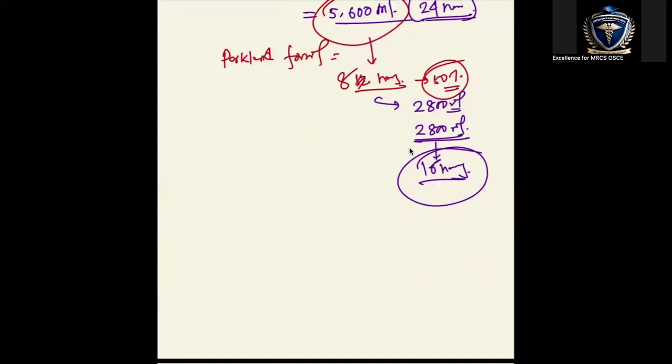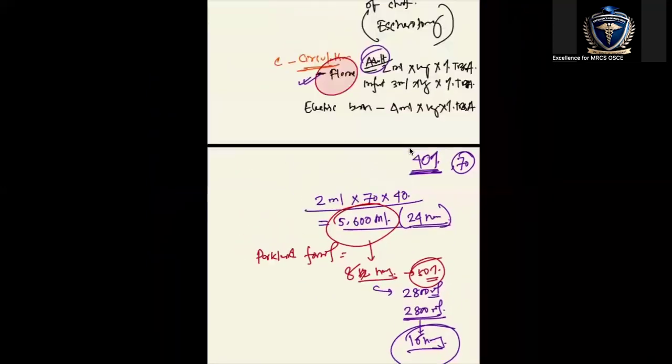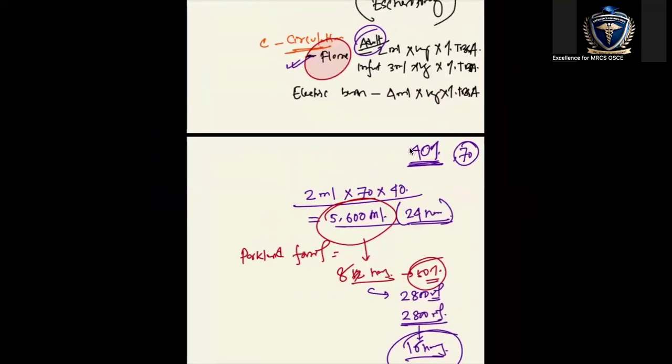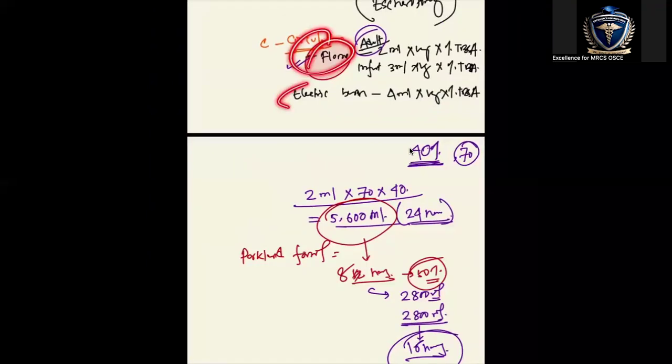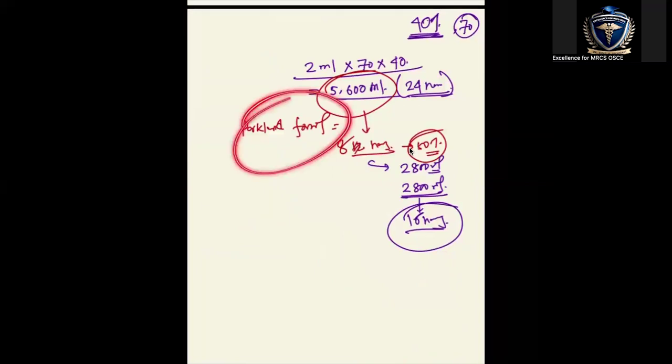So this is the circulation. We have divided burns into flame burn and electrical burn. Flame burn is divided into adult and infant. In the adult, 2 ml per kg per total body surface area, in infant 3 ml per kg per total body surface area, and in electrical burn 4 ml. Right, we had it in the Parkland formula.